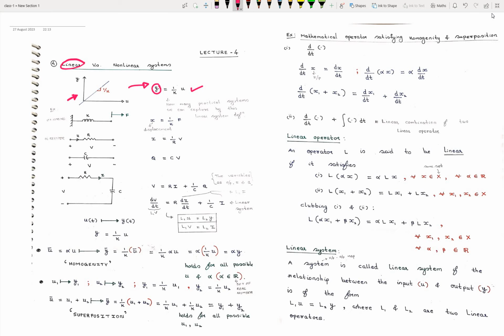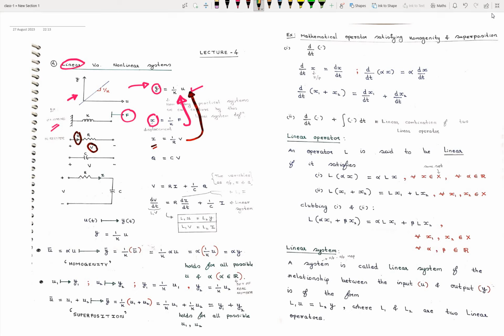In mechanical systems, consider the spring. In a spring system, the output is displacement. So displacement x equals 1 over k, where k is the spring constant, times the input. What is the input here? Force. So this satisfies this kind of relationship. Next, consider a resistive element. When we give supply voltage V, the current I is the output, the current that flows through the resistor. So output I equals V over R. This also satisfies this kind of relationship.